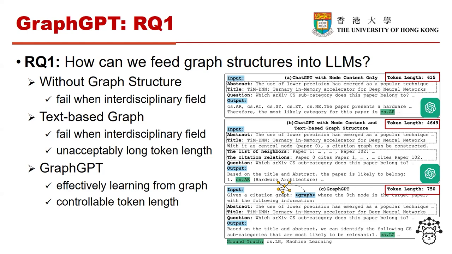And the second format is that we use the text-based graph in the natural language prompt to assist us to complete the paper or graph node classification task. But we found that when we use ChatGPT, it also failed. So the graph and the natural language tokens input to the LLM is uncontrollable in the second case. So the third case is GraphGPT, and we found that it could effectively learn from the graph in our format, that is graph tokens, and the token length is controllable in our cases.